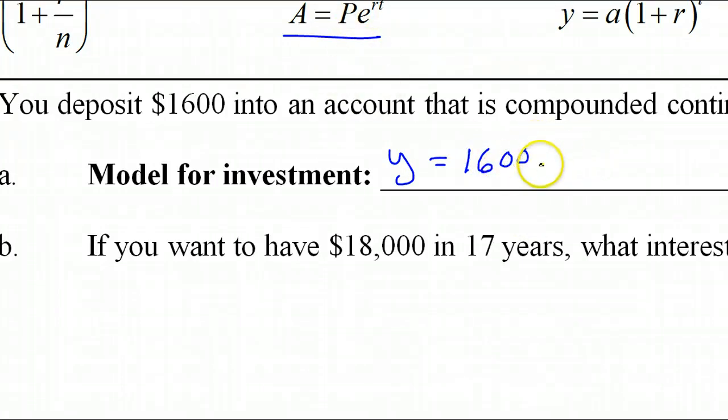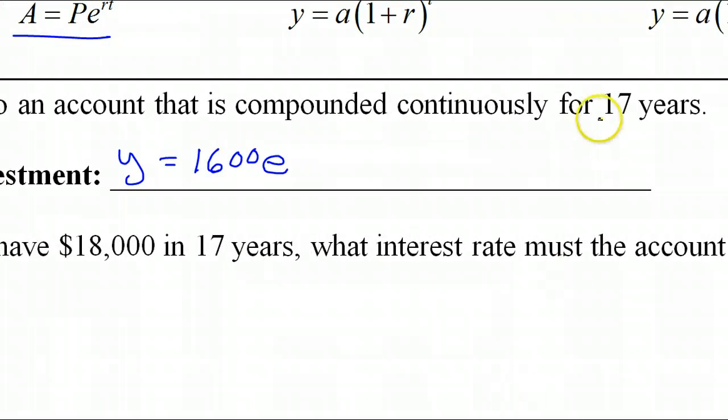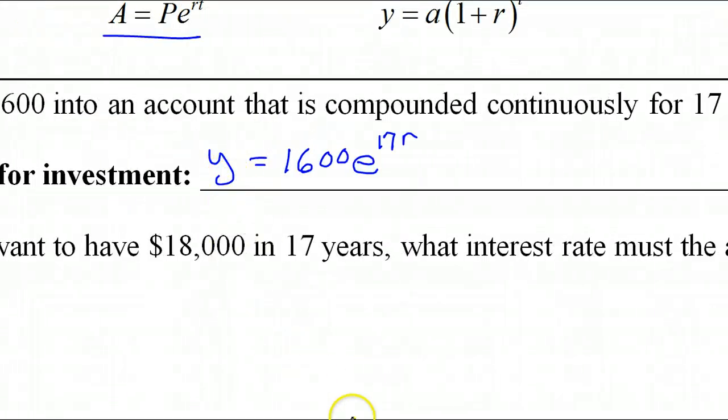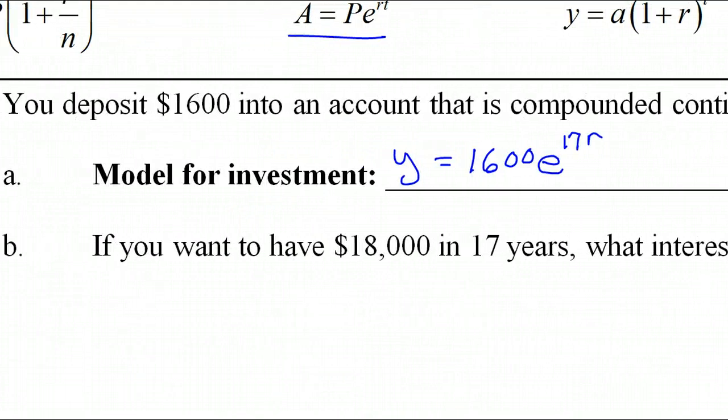And then we need e to the RT power. Now we don't know r. We know that t is 17, so I'll stick that 17 up there, and so it'll be 17r. That's the model. Include the y. So a lot of you guys are just leaving the y off. Don't do that. The y is part of the model.